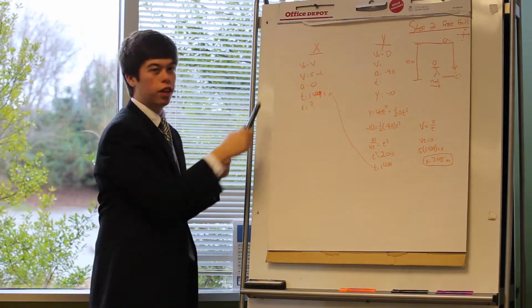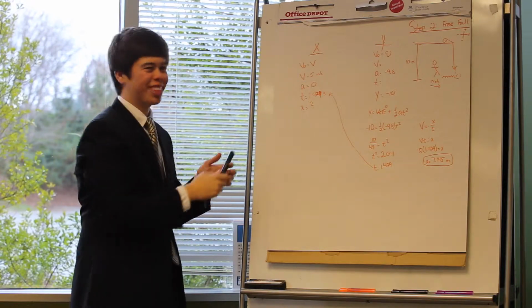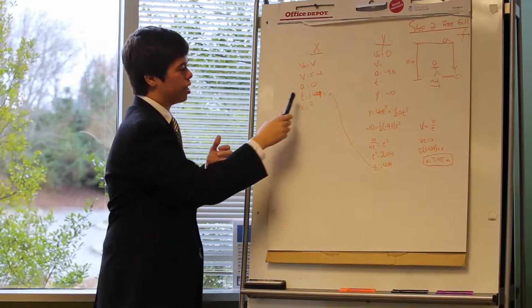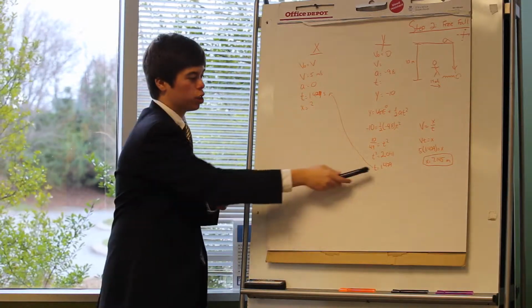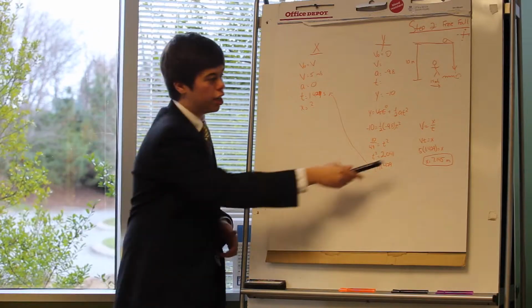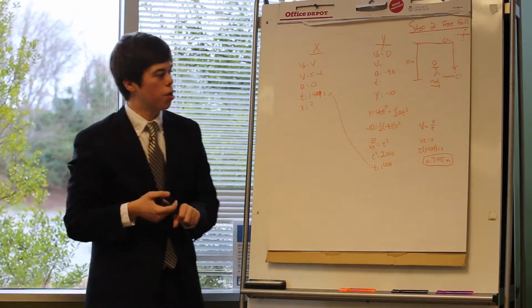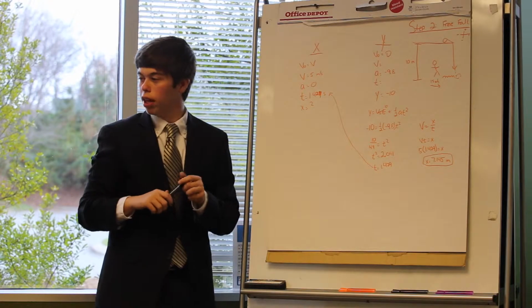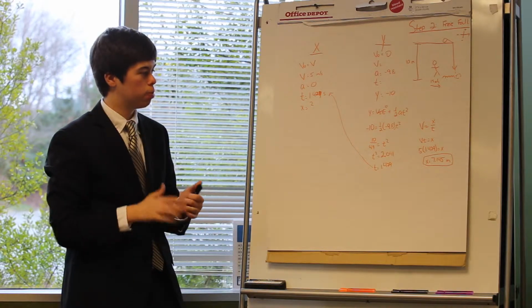So v naught equals v, velocity equals 5 meters per second. Our acceleration is 0 because, like I said, constant velocity. Time equals 1.429 seconds, which is what we found over here, and our x is what we're trying to solve for. As you can conveniently see on this right half of the piece of paper, we have velocity equals our distance traveled over the time. When you multiply through by time, you have the velocity times your time equals your x displacement.